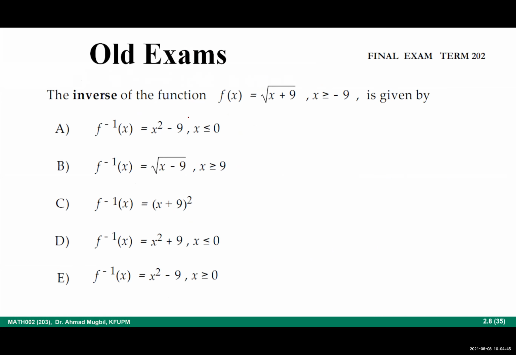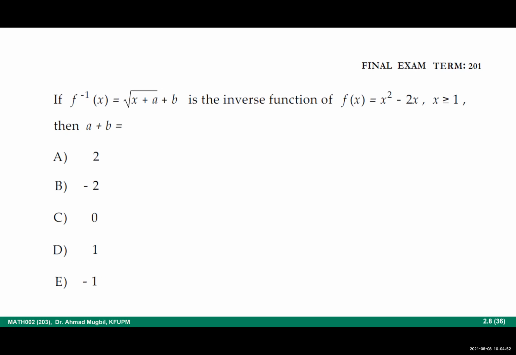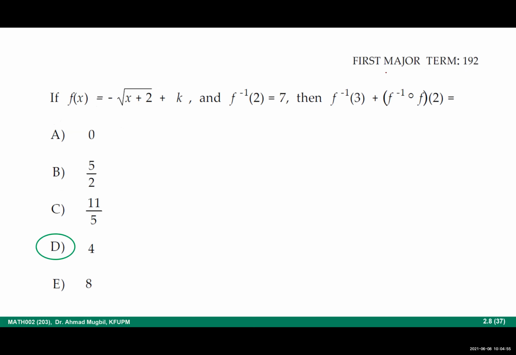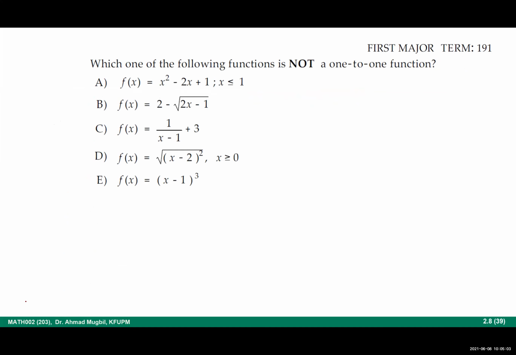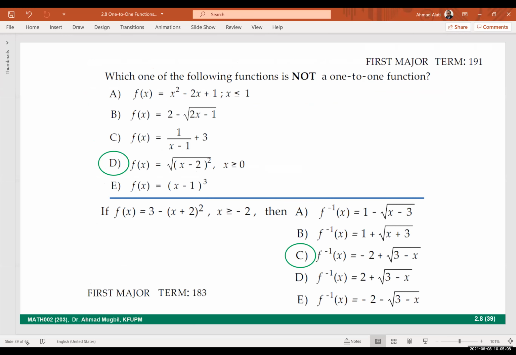I have updated all the exams, shabab. This is the final of term 202, the last semester. This is for the final of the term before. And this is for the first midterm of 192 and the final of 191. And there are, shabab, a lot of exercises here to practice. Like here we have 64, I think, or less, because I have repeated some slides here. You have over 60 slides, but most of them are old exams. So this is just if you want to practice as much as you can.